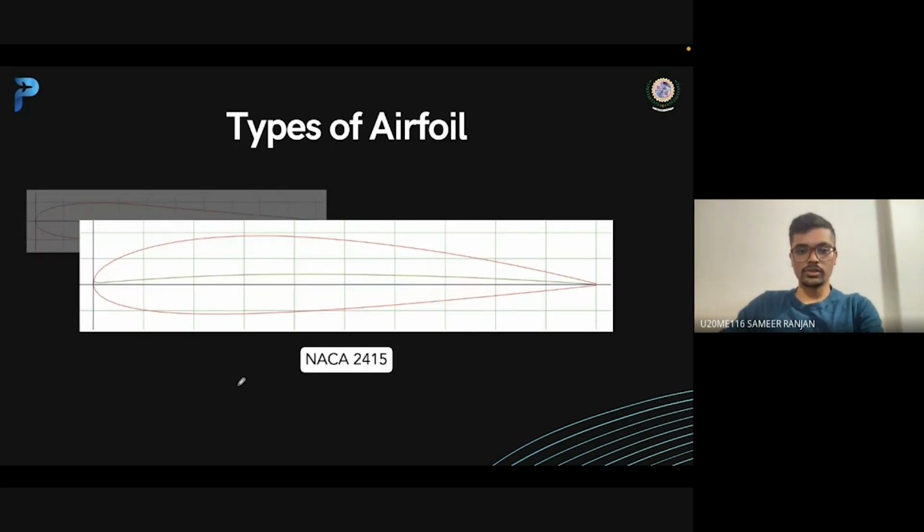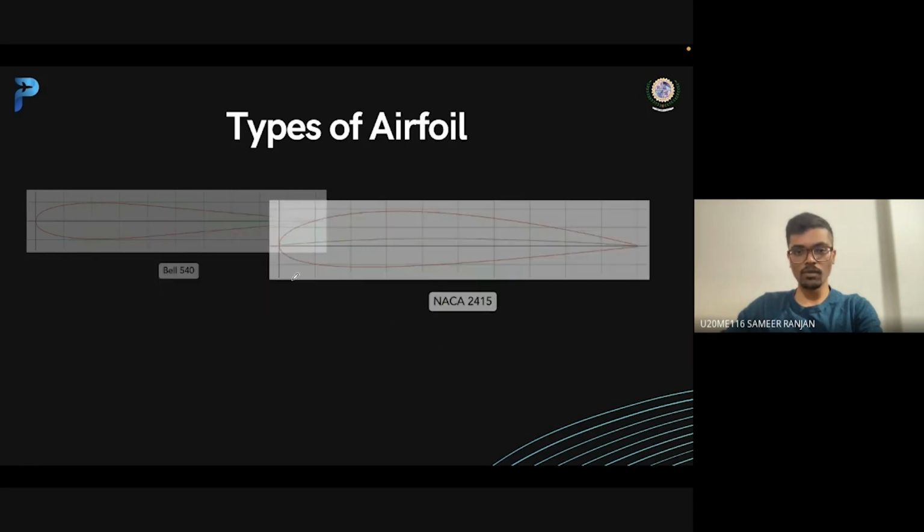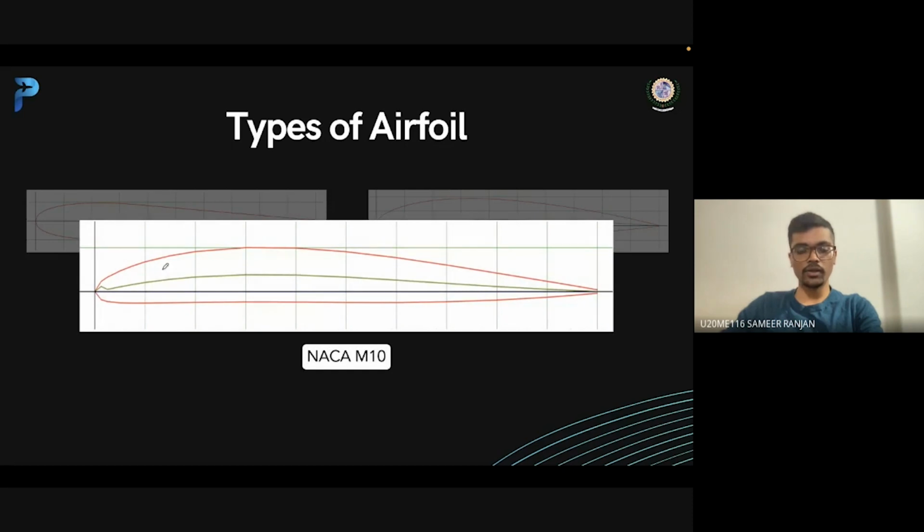Then this airfoil is a bit thicker in size, so it can be used in the fuselage where we want to generate lift, and here also we can use it in different turbine blades too. Now this type of airfoil is a highly cambered and thin airfoil. So these types of airfoils are used in fighter jet wings where we need to reduce the weight of the wing, and also we want high lift.